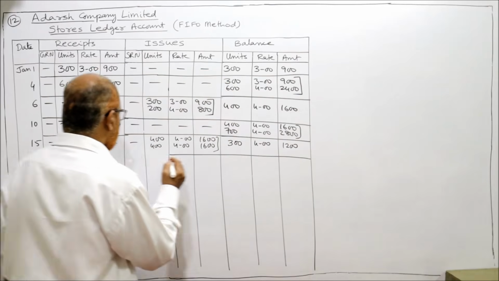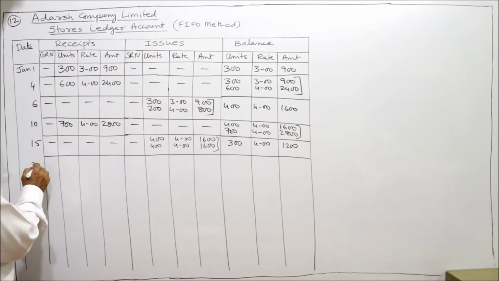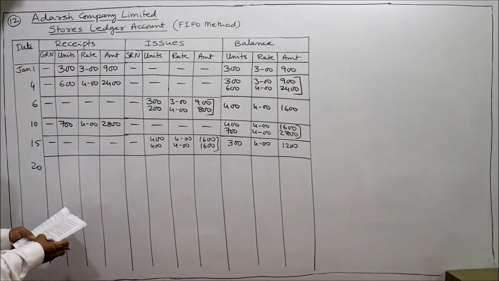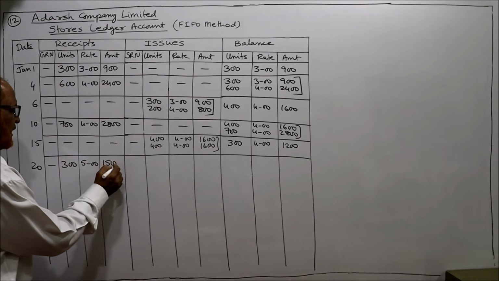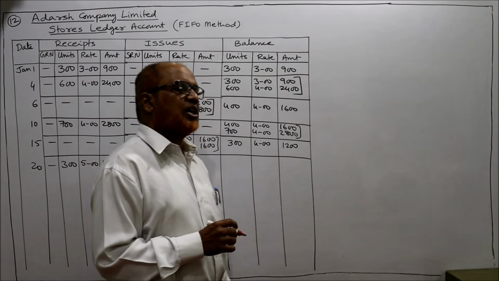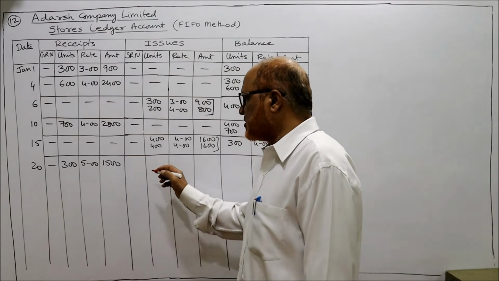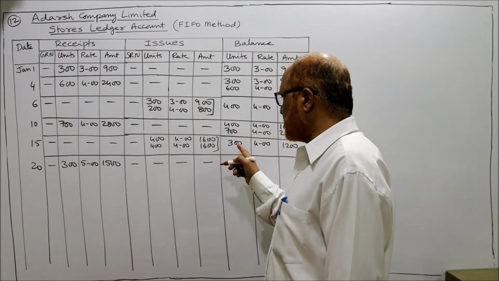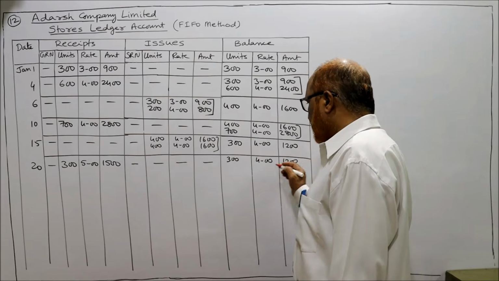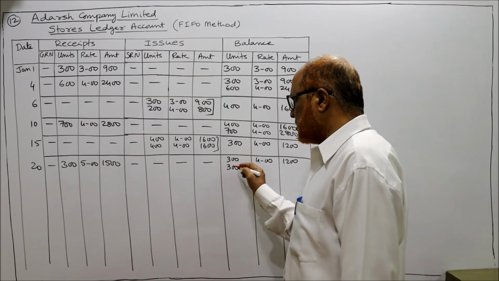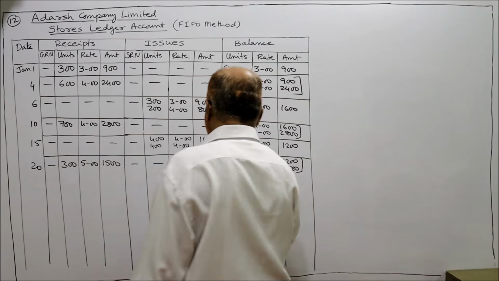Now I am drawing a complete line here. Now I am coming to the next transaction, 20th. On 20th, there is a purchase of 300 units at 5 rupees each, 1500. Now take the balance. The old lot was 300, 4 rupees, 1200. The new lot purchased is 300 units at rupees 5, 1500.